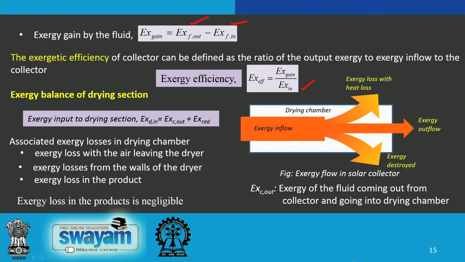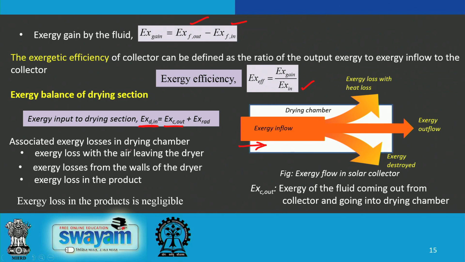Similarly, the exergy balance for the drying section we can see over here. Exergy input to the drying section is designated as EXD, D for the drying section or the drying chamber. So, exergy inlet to the drying chamber is the exergy outlet from the collector plus exergy due to radiation intensity, because the air that is moving into the chamber is coming out from the collector outlet. So, there is some exergy from the collector outlet that should be the input to the drying chamber.